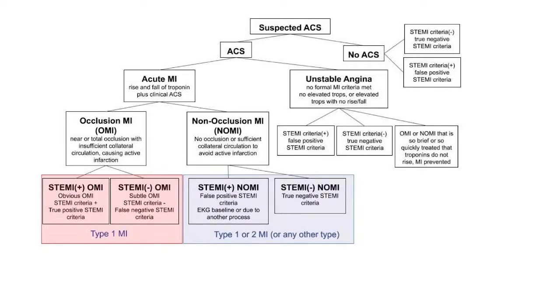So in occlusion myocardial infarction, there is a subset of patients who are STEMI positive and have an occlusion. Some patients actually have an NSTEMI but still have an occlusion myocardial infarction. Similarly, in non-occlusive myocardial infarction, there can be STEMI positive patients who are non-occlusive. These are the false positive STEMIs. They can also be STEMI negative and not have an occlusion. These are the patients who are actually safe, and this is the main subset that we have to be vigilant about.